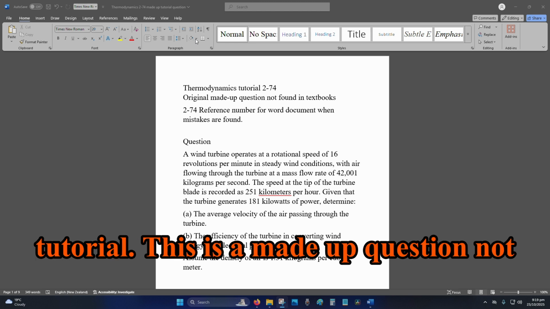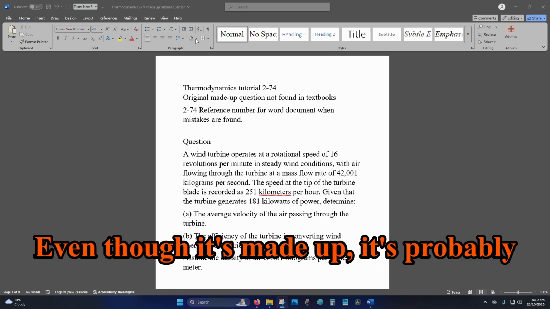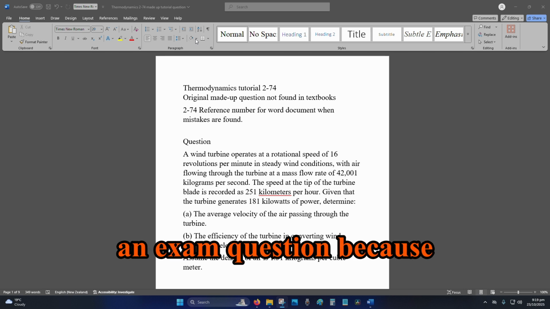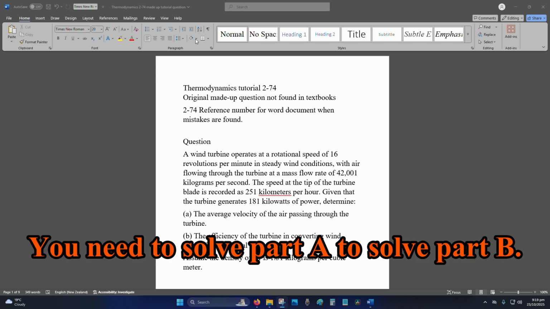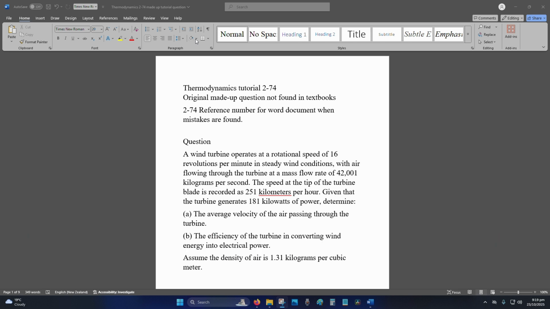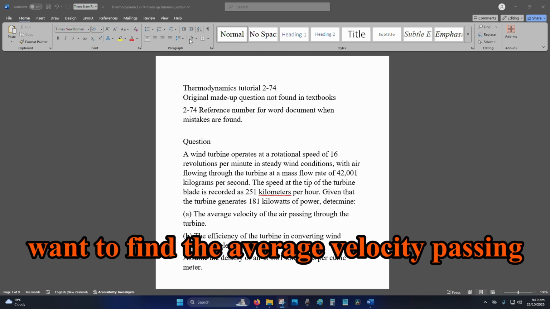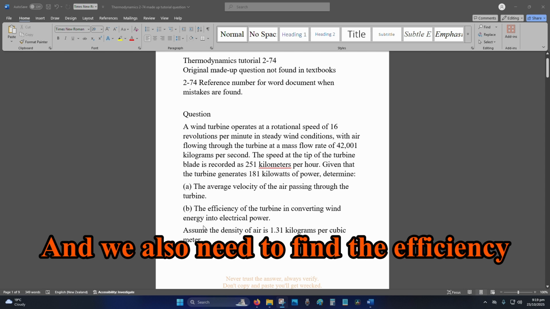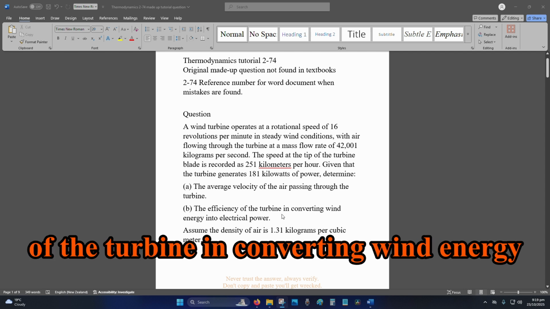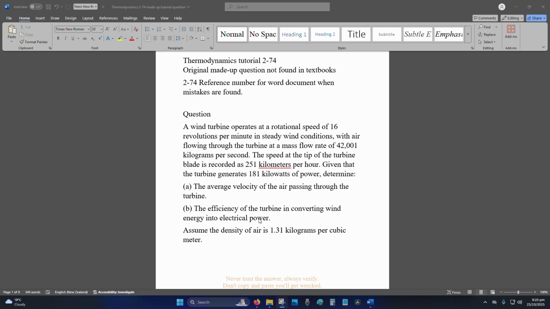This is a made-up question not found in your textbooks. Even though it's made up, it's probably an exam question because it's a flow-on question. You need to solve part A to solve part B. Alright, so we got a wind turbine. We want to find the average velocity passing through the turbine, and we also need to find the efficiency of the turbine in converting wind energy into electrical power.